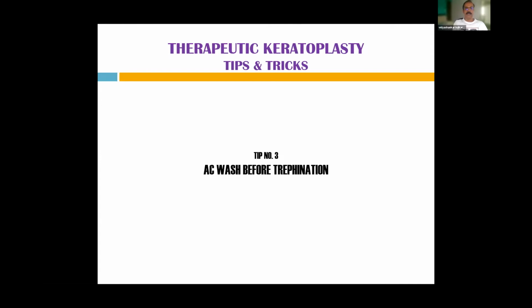Tip number 3: just before you do the trephination, make a side port, and with normal saline, wash the anterior chamber, so you wash out all the hypopyon. Then you'll be able to observe the extent of the infiltrate better in advanced keratitis. So you will know the margin of the ulcer, and you can judge the size of the trephination in a better way.